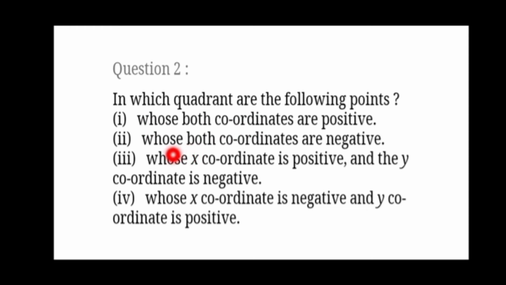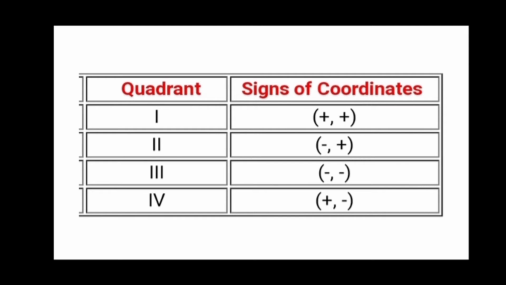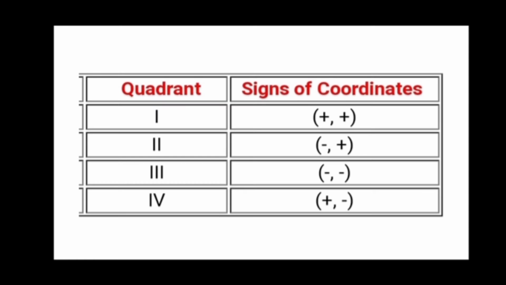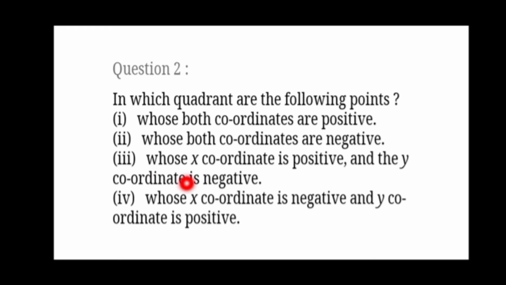quadrant. Then the point whose both coordinates are negative, this also we know, always lies in the third quadrant. In the third quadrant, the points lying there always have both coordinates negative, so this point will lie in the third quadrant. Next one, see, whose x coordinate is positive and y coordinate is negative, means plus minus. So plus minus always lies in the fourth quadrant, right? So in this way this point will lie in the fourth quadrant.